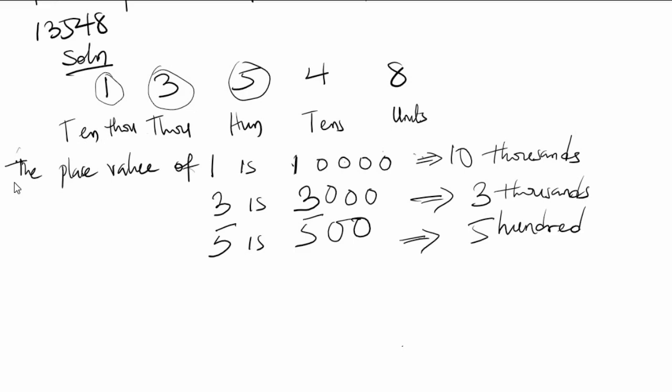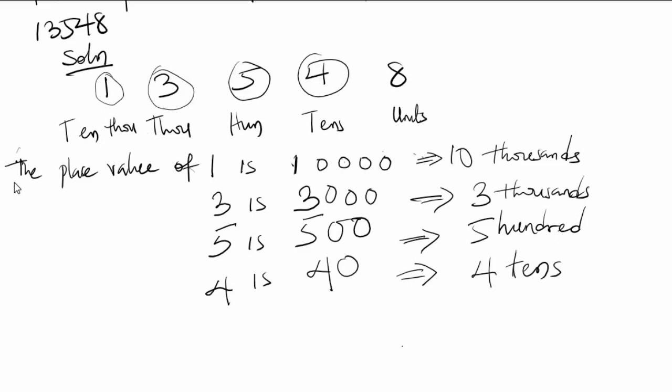Easy, very easy. Place value of 4, just like we have been doing all along, put down 4, and every other number after it becomes 0. The only number after 4 is 8, so it is 40, which is 4 tens. That's the place value. This is 500. This is 3,000. This is 10,000. I hope you are following.